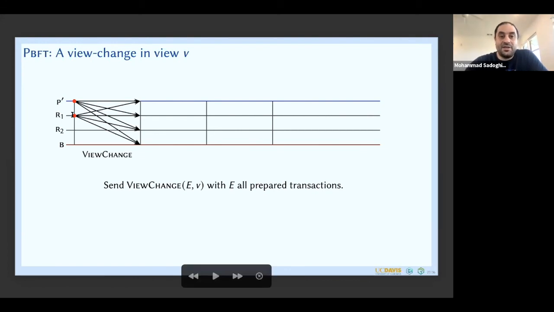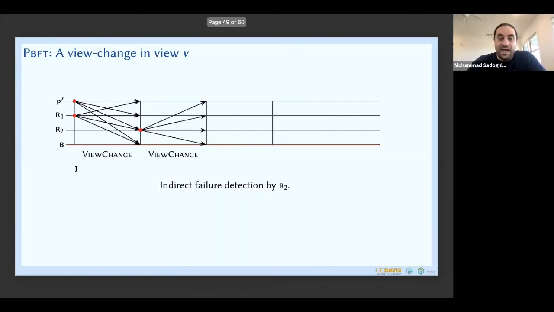So in this case, two replicas. The old primary was B, which is also malicious. And now assume R1 and P prime. These are two replicas who haven't received anything from the primary. They both raise a flag. They send a view change message. So they raise their hand. So that's F plus 1, because that's 2. And R2 so far has been getting messages from the primary. So R2 wasn't raising the flag. And R2 is an honest replica.